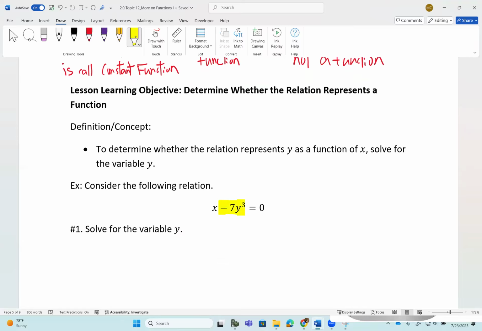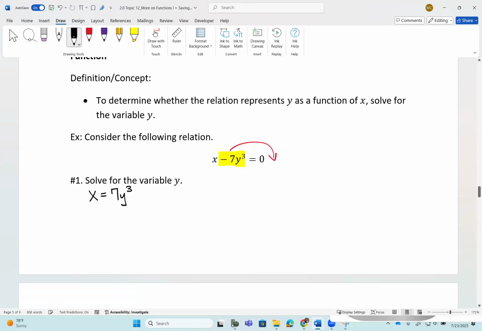So my variable term is negative, so I'm going to move it over. So that should give me x equals positive 7y to the third. To get y by itself, I will need to divide both sides by 7. When I divide both sides by 7, this is 1x over 7, which I can rewrite as 1 over 7x equal to y to the third.